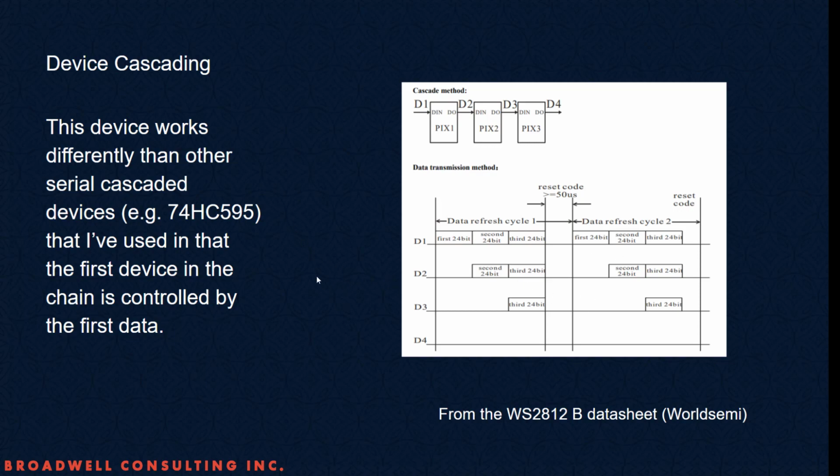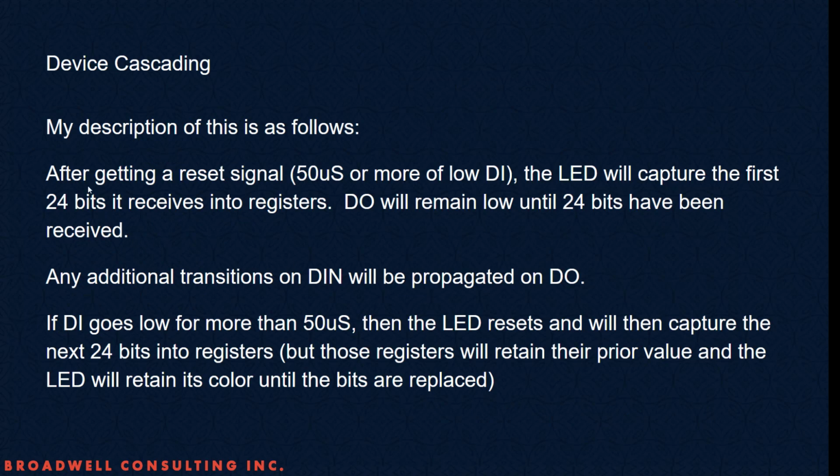The way that this works, as near as I can say, is that all of the LEDs look for a reset signal. As soon as they get the reset signal, that LED will capture the first 24 bits it receives. The D output will remain low until it's gotten 24 bits. After it gets its 24 bits, any additional bits that come in go out on the DO.